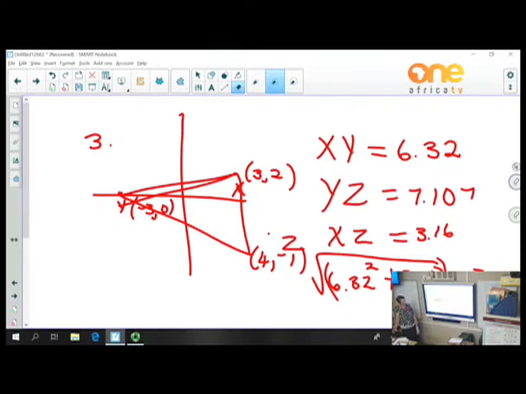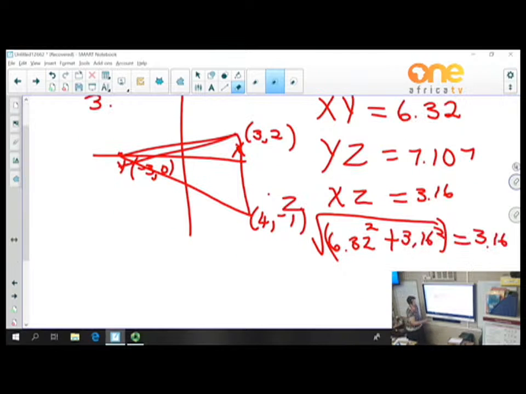What is the perimeter? 16.55, the perimeter. This is then the perimeter.